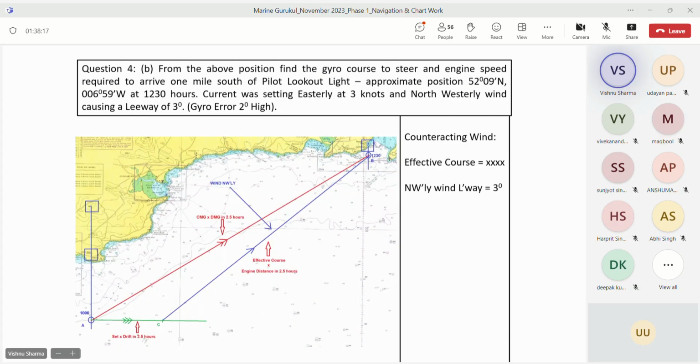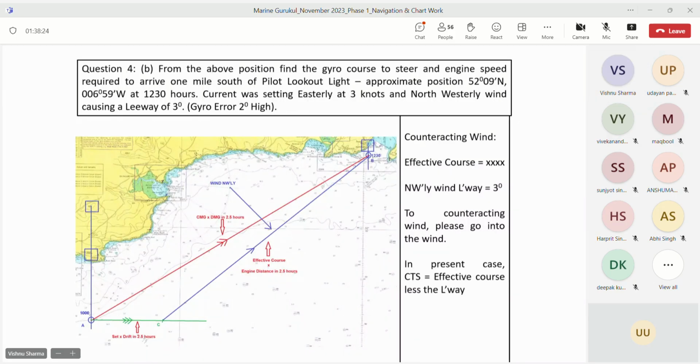Northwesterly wind, leeway 3 degrees. To counteract wind, please go into the wind. That means you will subtract. In this case, the CTS will be effective course minus the leeway. Gyro error 2 degrees high. CTS gyro will be CTS true plus the gyro error. Am I right, guys? Yes, sir.